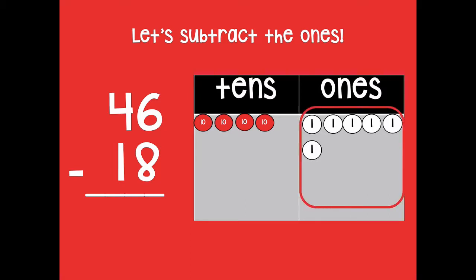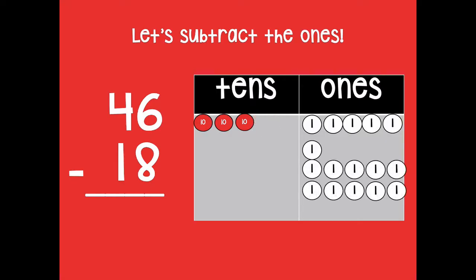So if I look in the 1s place, I have 6 1s, but in my problem, I have to take away 8. So can I do that, friends? Yeah, I can't, right? I don't have enough. So, oh, wait a minute. We just talked in the last problem. I can decompose this 10, right? So I can trade in this 10 for 10 1s. So bye-bye, Mr. 10. Hello, 10 1s. So that can make it easier for us to now subtract.